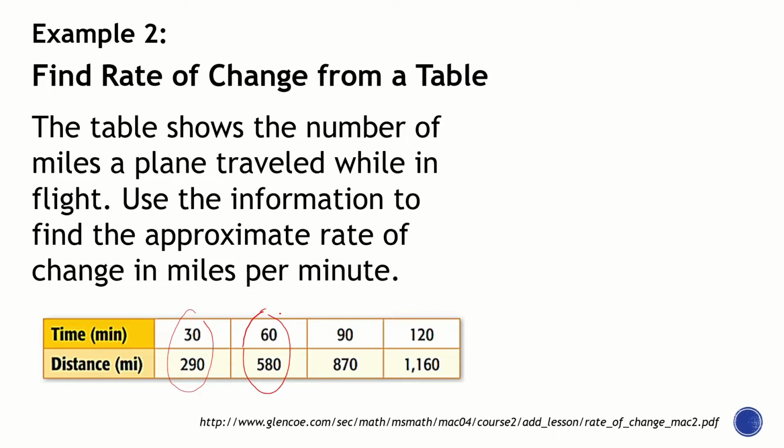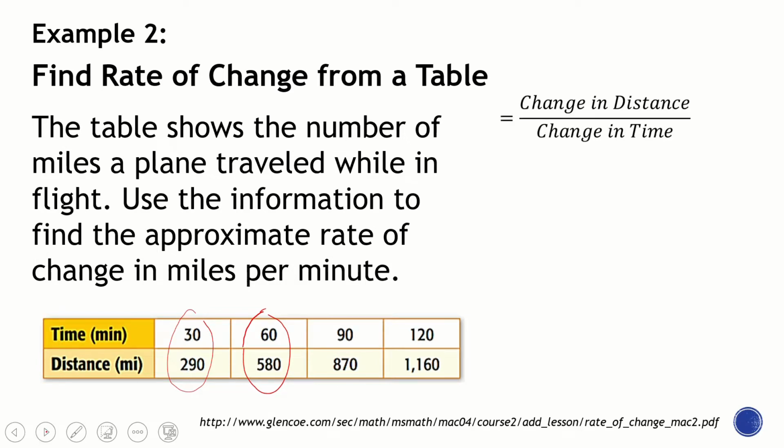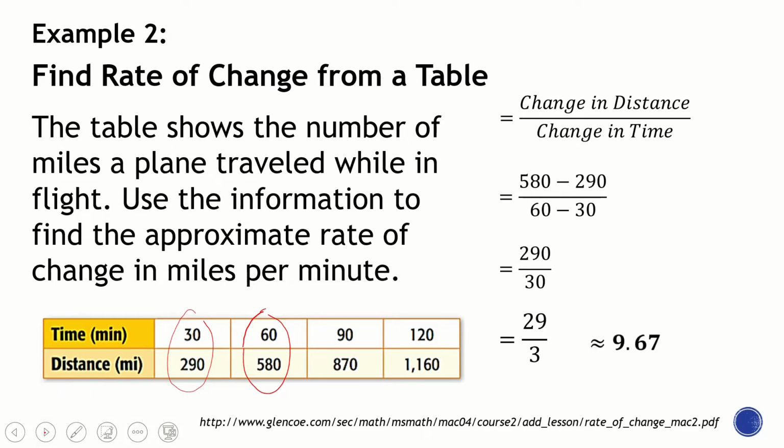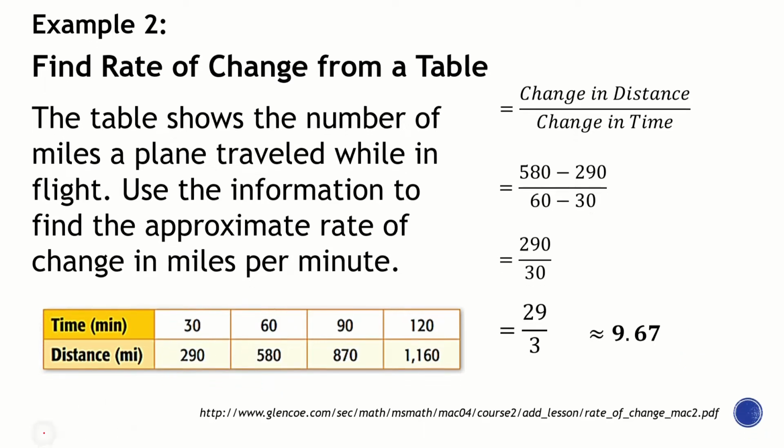So here the input value is the time, which means that goes in the denominator. The output value will be the distance, so that will be in the numerator. So it will be change in distance over change in time. This will be 580 minus 290 over 60 minus 30. That will be 290 over 30, or 29 over 3. So that is approximately 9.67 miles per minute. All right, let's go to the next one.